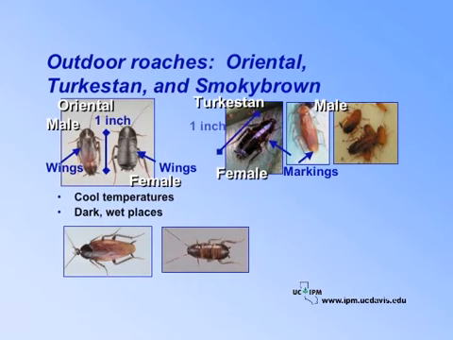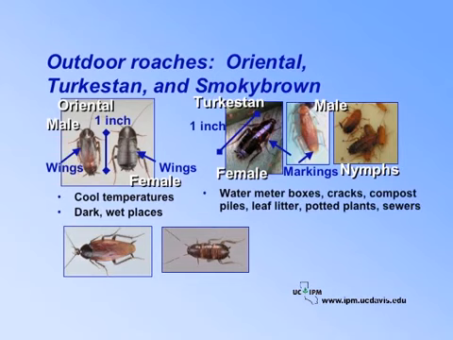Adult females are 1 inch long. Males are slightly smaller than females. Nymphs are half black and half dark red. Turkestan roaches are found in water meter boxes, cracks between blocks of poured concrete, compost piles, leaf litter, potted plants, and even sewer systems. The smoky brown cockroach is about 1.5 inches long and dark brown.